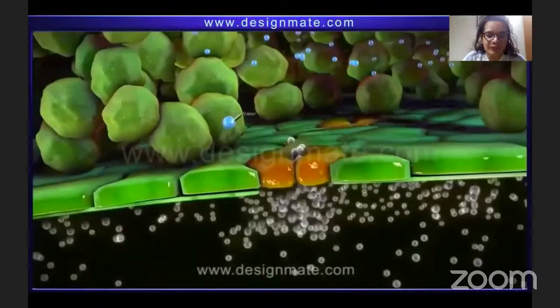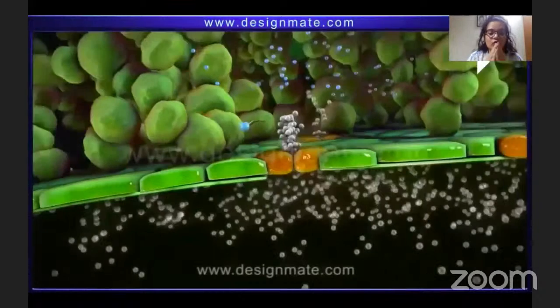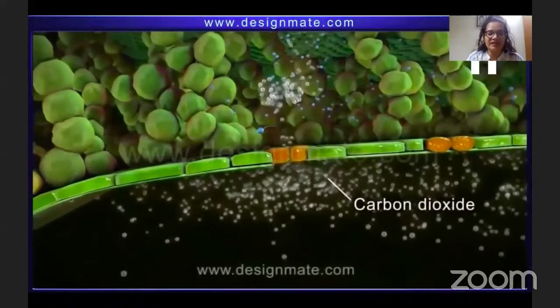Let me tell you one more thing. The stoma has an opening, and it is guarded on both sides. Two guard cells are there. They regulate the opening and the closing of the stomata.